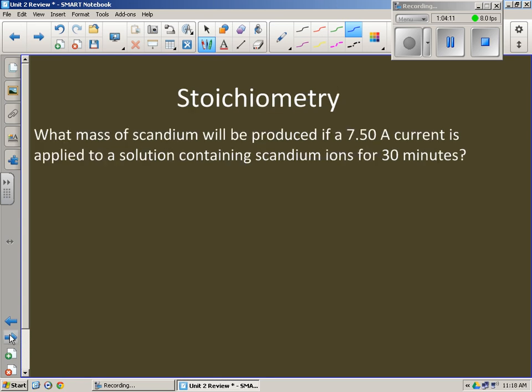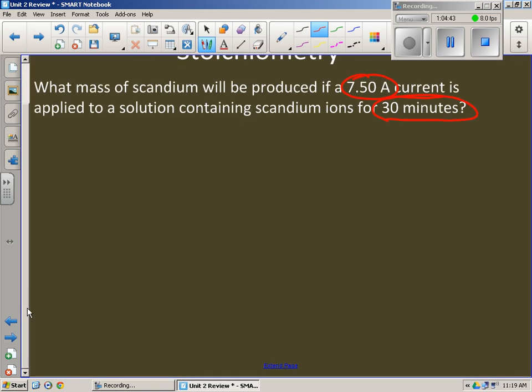Very last one here, good old-fashioned stoichiometry, a little bit more. What do we got to do with this one here? Well, the first thing that's a standout for me is this right here: current, 7.50 amps, 30 minutes. What formula is that? Faraday's law, yes. Amount of electrons, IT over F, yes.